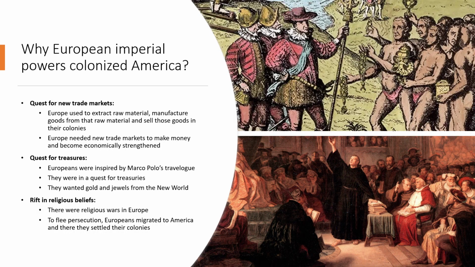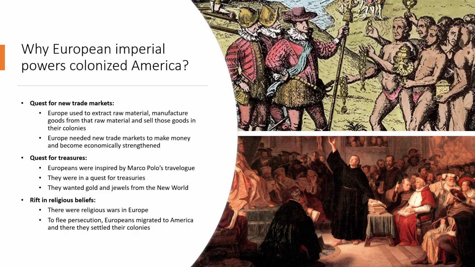Another factor behind this colonization of America: quest for new trade markets. Students, I explained in the previous slide that European imperial powers used to extract raw materials from these colonies. Then they used to manufacture goods from that raw material. Now they needed markets because they wanted to sell those goods to earn profit. They wanted economic strength for their country, the mother country. So they needed new trade markets.